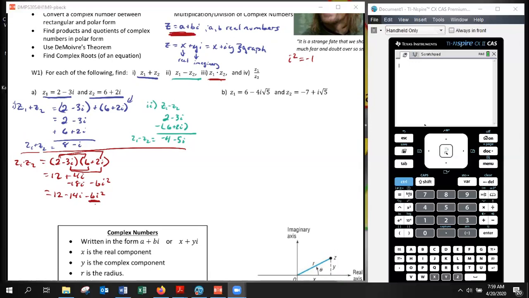So what I'm going to do is replace the i squared with negative 1. And negative 6 times negative 1 is plus 6. So this now becomes plus 6. So this is really 18 minus 14i. There's our complex number multiplied.